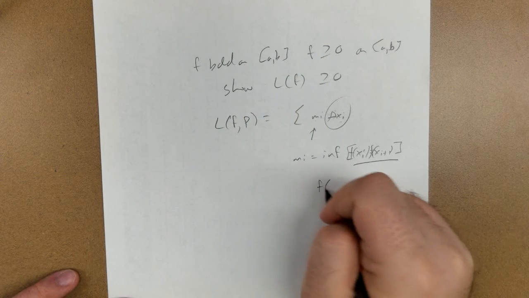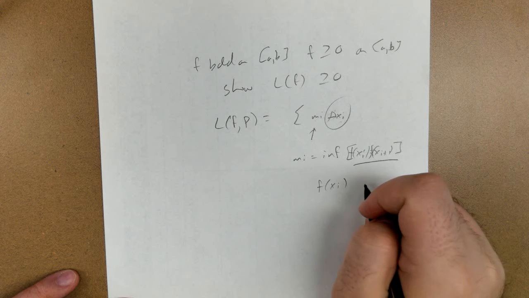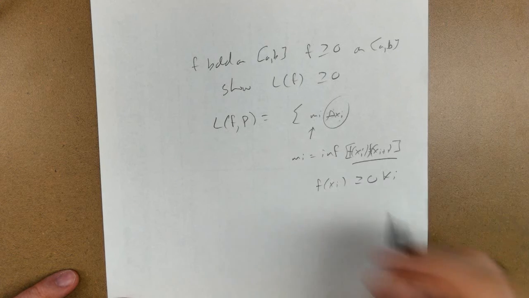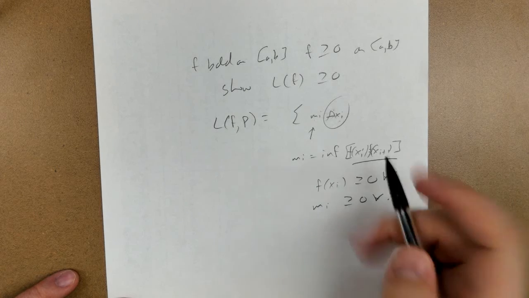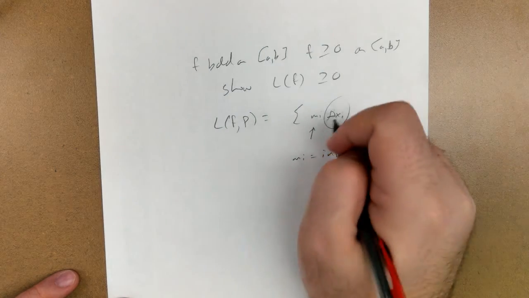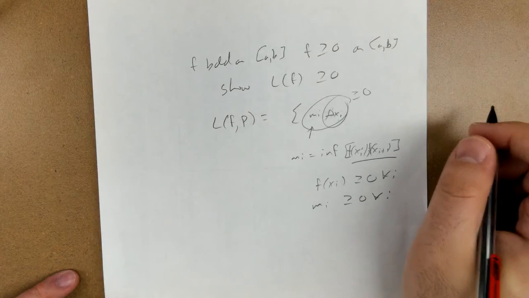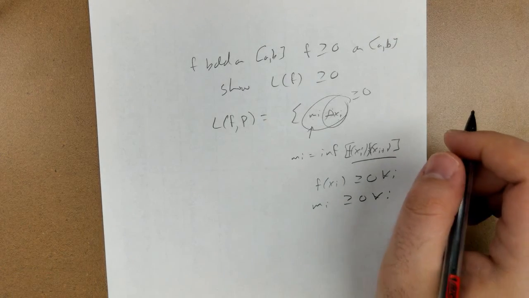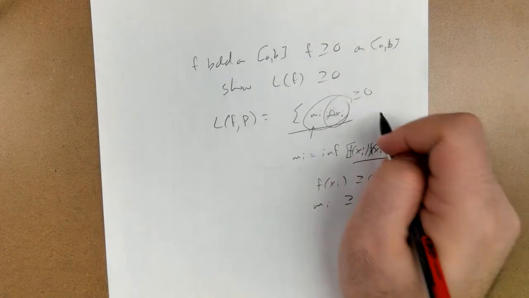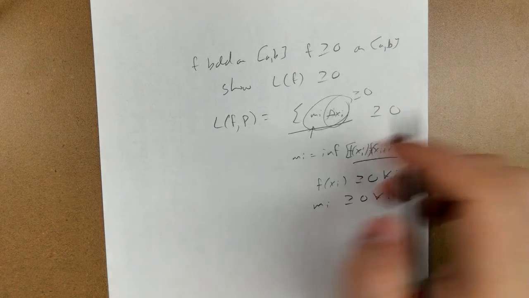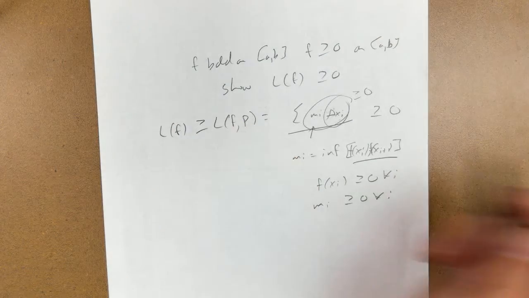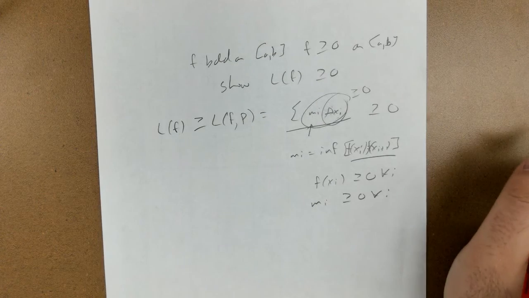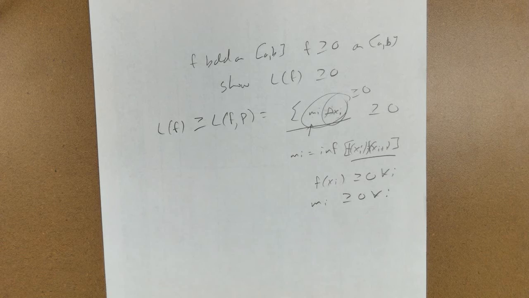But f of x_i is greater than or equal to 0 for all i. So that means that the m_i's are greater than or equal to 0 for all i. And the delta is always positive, so each of these is greater than or equal to 0 for all i, which makes the sum greater than or equal to 0 for all partitions. And then L of f is the sup of these, so it's greater than or equal to these. So that's all you need. That's really not a hard proof, but it's a lot of grinding through individual definitions.